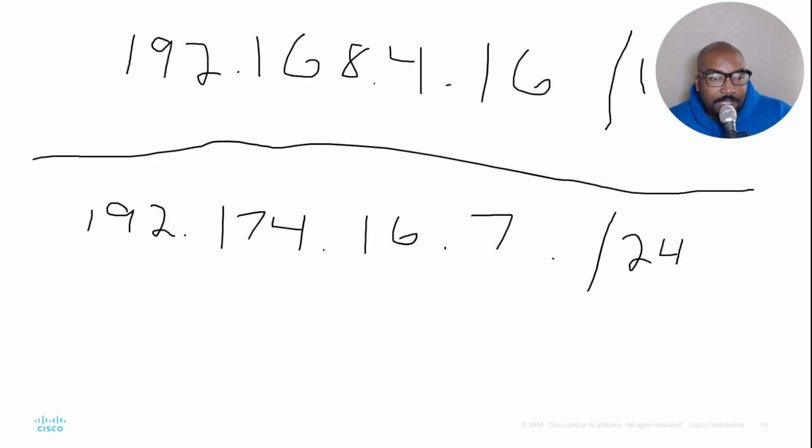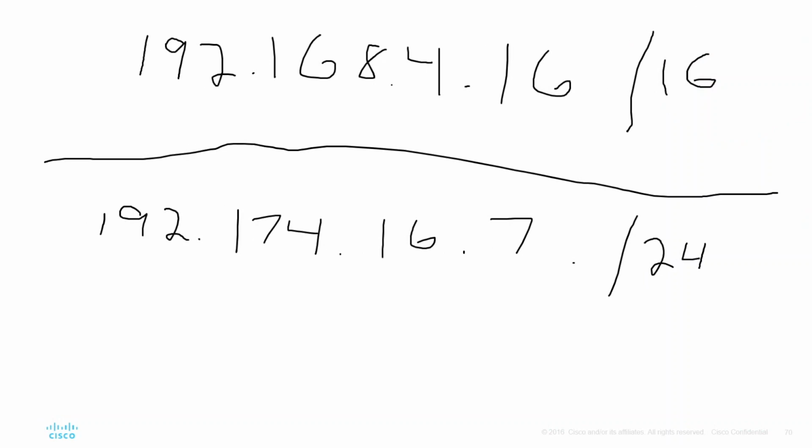All right, so I've got a little bit of practice that I want you to do. I want you to send me an email with the answers. We have two given IP addresses: 192.168.4.16 with a slash 16, and 192.174.16.7 with a slash 24. This is your task. Using the first IP address, I want you to create two subnets, and I want you to send me both subnets outlining the network ID and the broadcast.